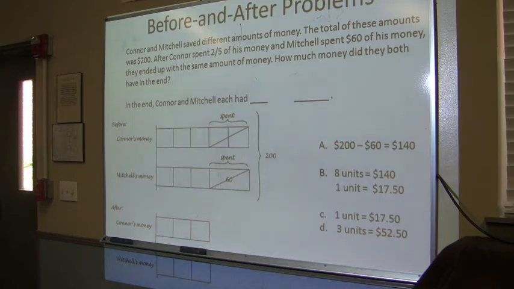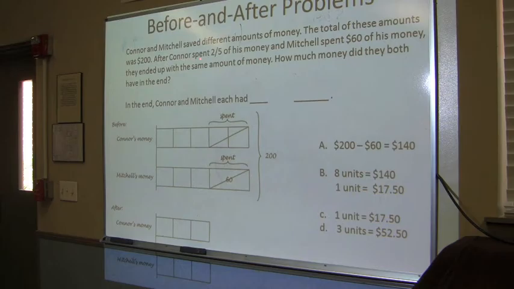So let's look at the variables: Connor's money and Mitchell's money. And we go back and read. The total of these amounts was $200. So we have a long bar here, a long bar, and $200, right? Now, the total of these amounts is 200, so we have the bracket.